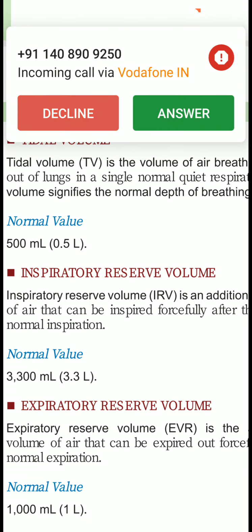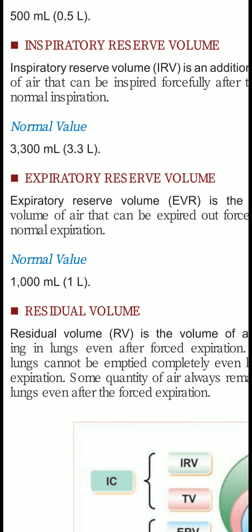The next one is the expiratory reserve volume. Expiratory reserve volume is the additional volume of air that can be expired out forcefully after normal expiration. So here a normal expiration is done. After this normal expiration, whatever the air which is expired out forcefully, that volume of air is called expiratory reserve volume. Its normal value is around 1000 ml.